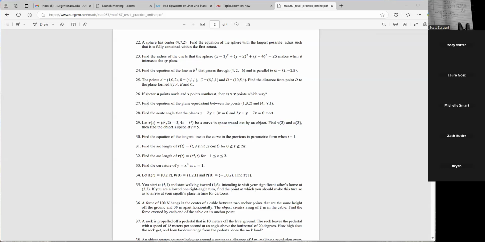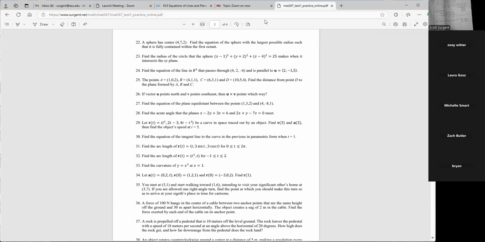Let me copy the information. So we have base curve r(t) = (t squared, 2t take away 3, 4t take away t cubed). We want to find velocity at 3 seconds and the acceleration at 3 seconds. And then we want to find the speed at 5. Okay.